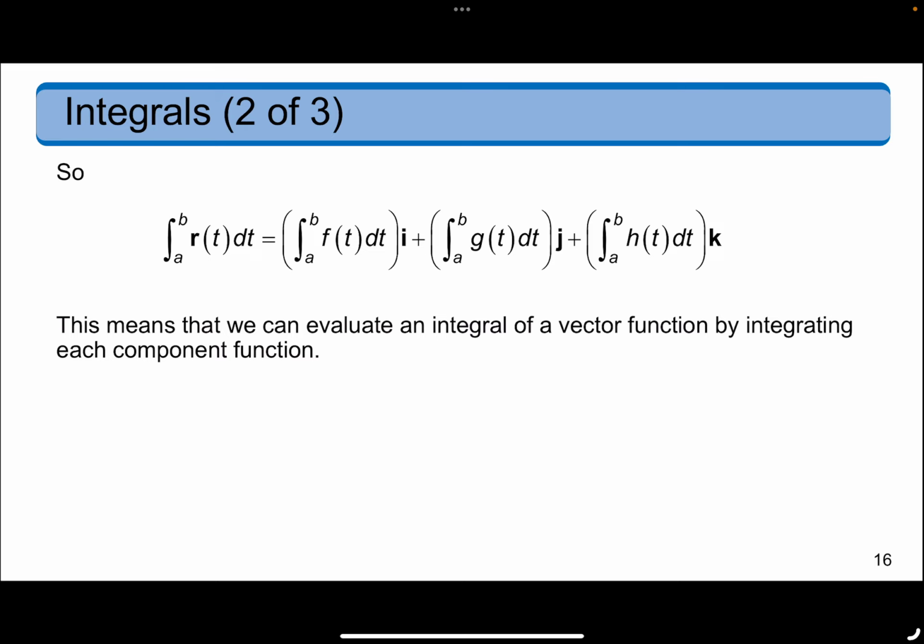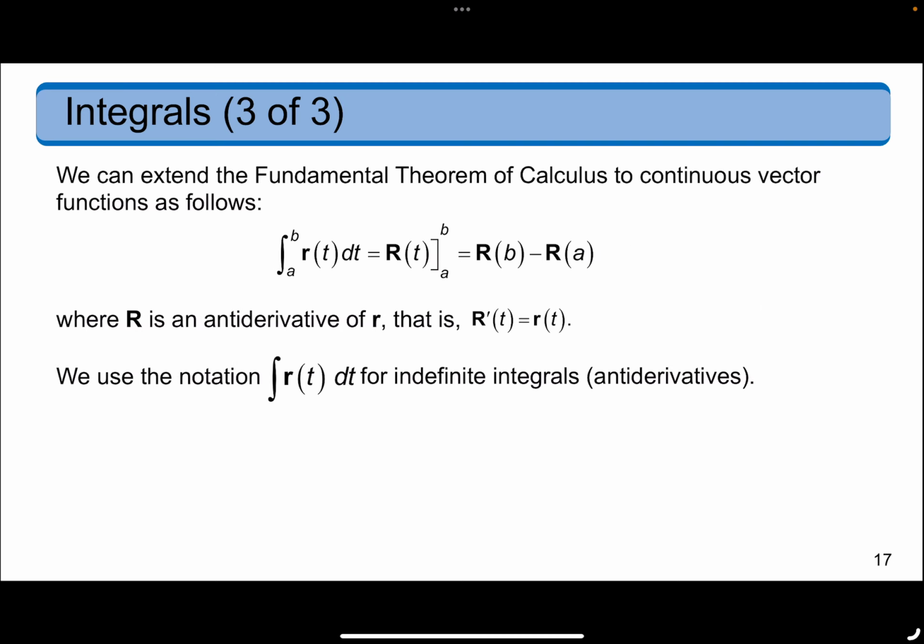So the integral of r of t dt from a to b would be the integral of the first component f of t dt from a to b, plus the integral of g of t dt from a to b, plus the integral of h of t dt from a to b, with their corresponding unit vectors i, j, and k. So this means that we can evaluate an integral of a vector function by integrating each component function.